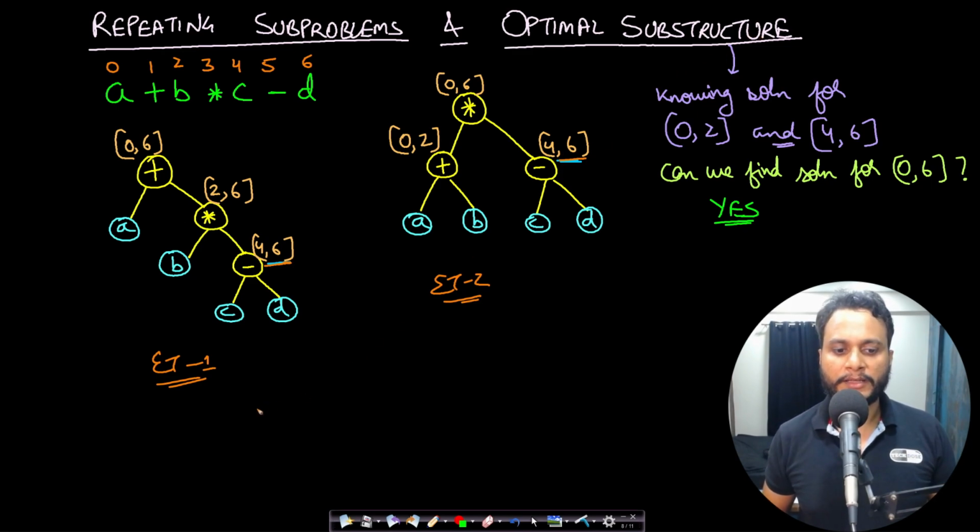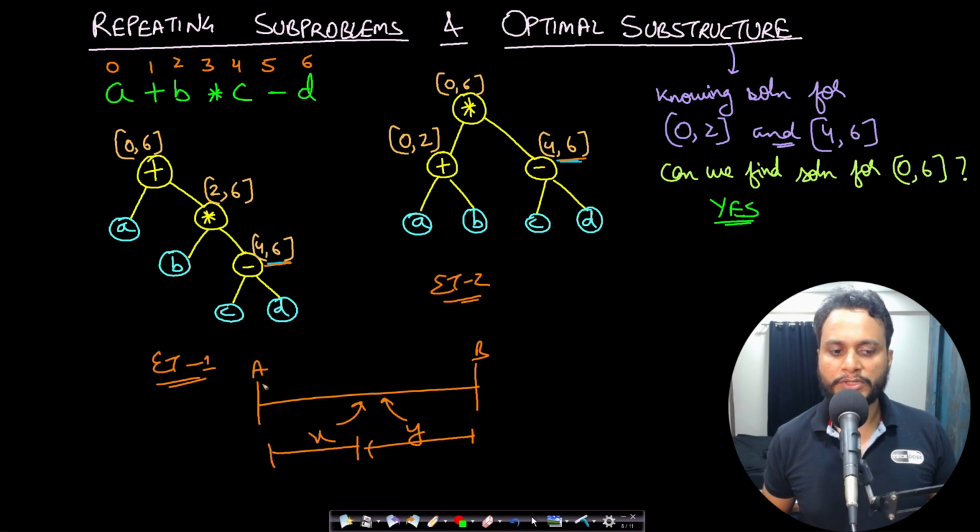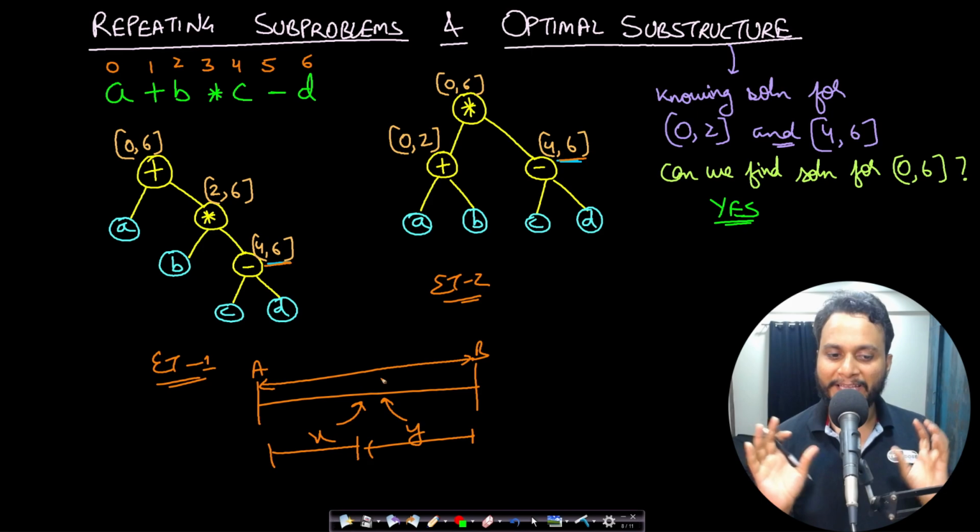This means that if this is the entire problem, from let's say A to B is the entire problem, and if I get the answer for two parts, like let's say this answer is X and this answer is Y, can I combine this into the solution from A to B? Can I use the already calculated sub problems to get the entire answer?